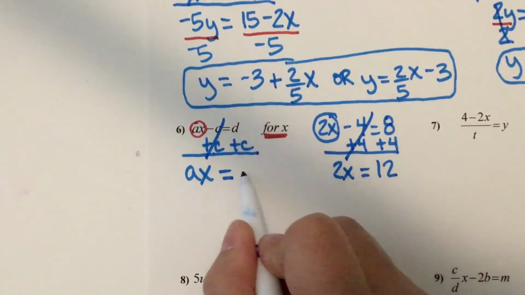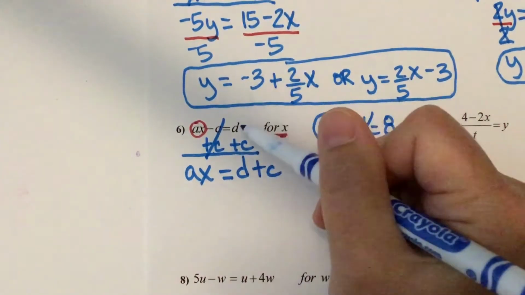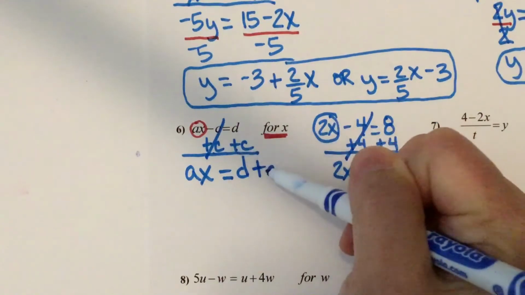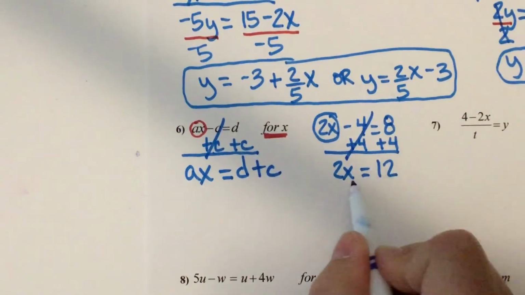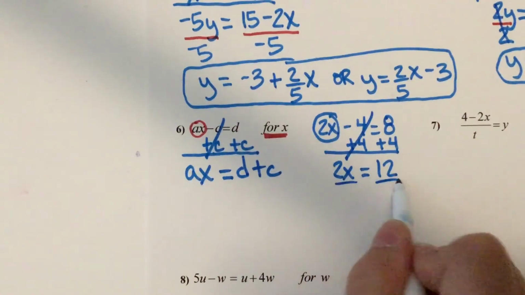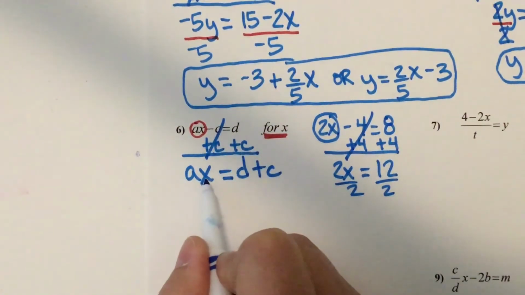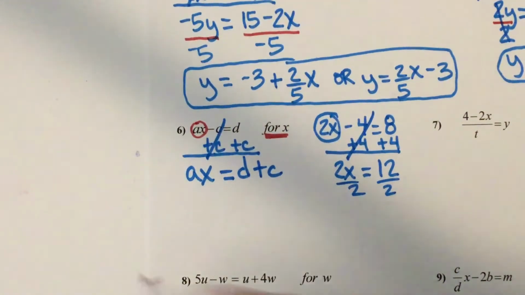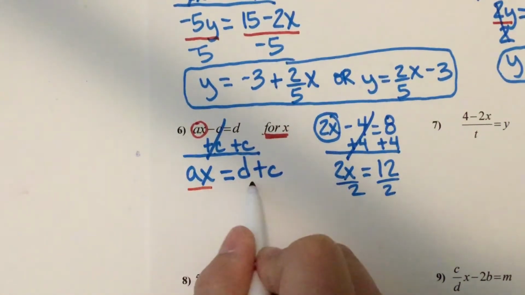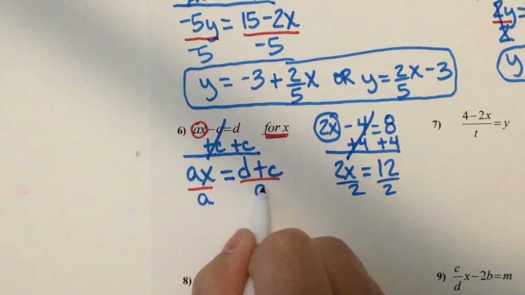The d goes first and then plus c. So I just drop it down. I drop down the d and I drop down the plus c. And then if this was my problem, to get x by itself, I'd undo this multiplication with division. So I would divide both sides by 2. Same thing here. If I want to get x by itself, I'm going to undo this multiplication with division. So I'm going to divide both sides by a, because that's what I don't want.